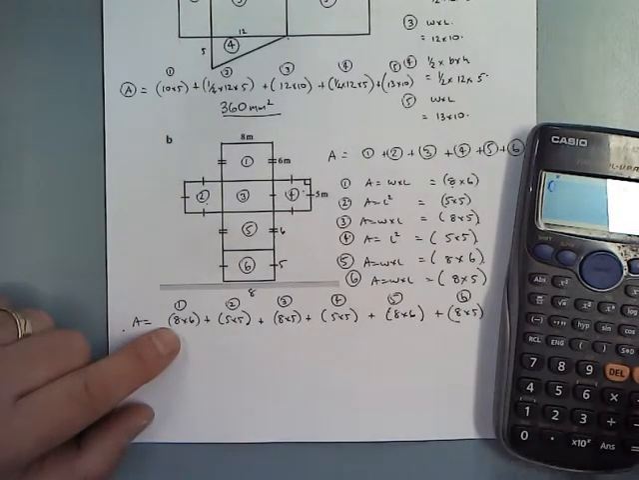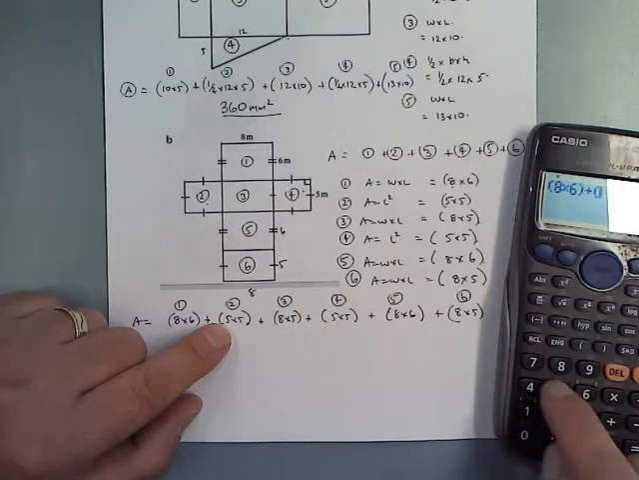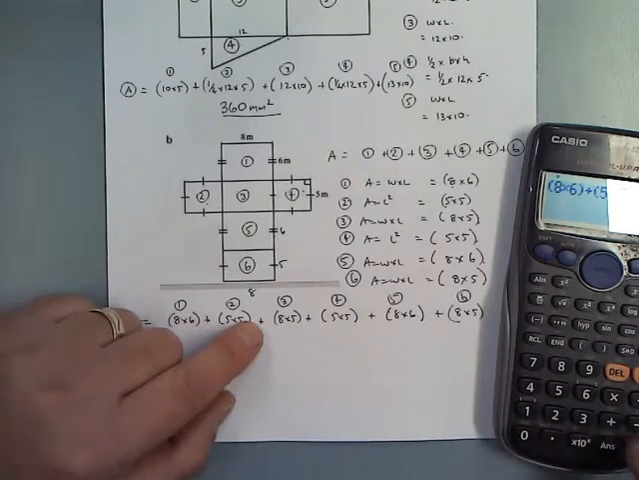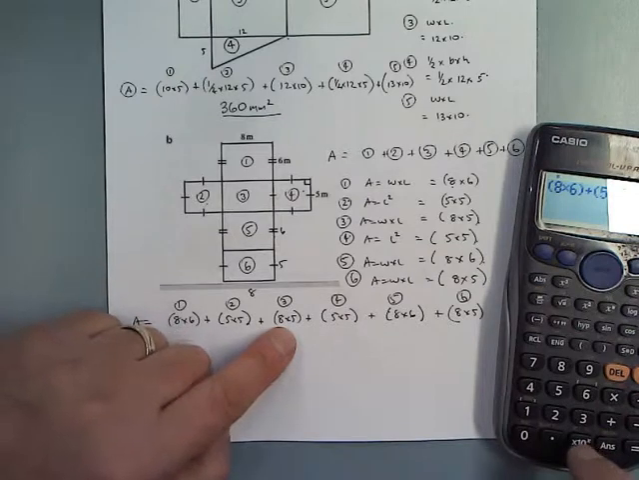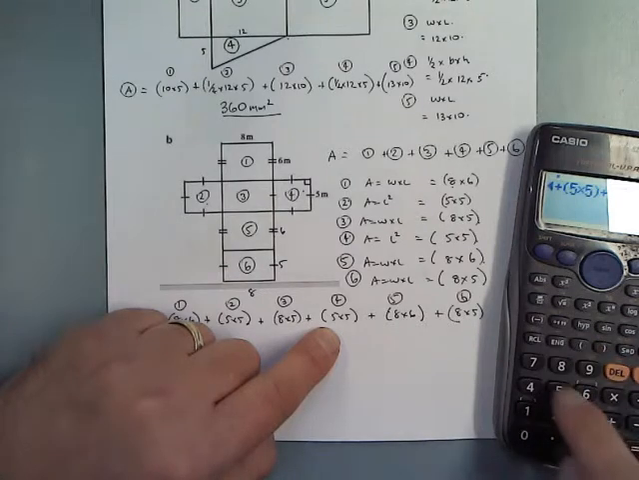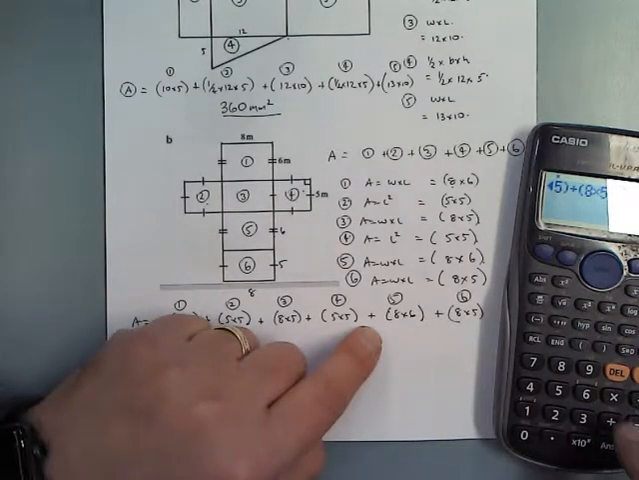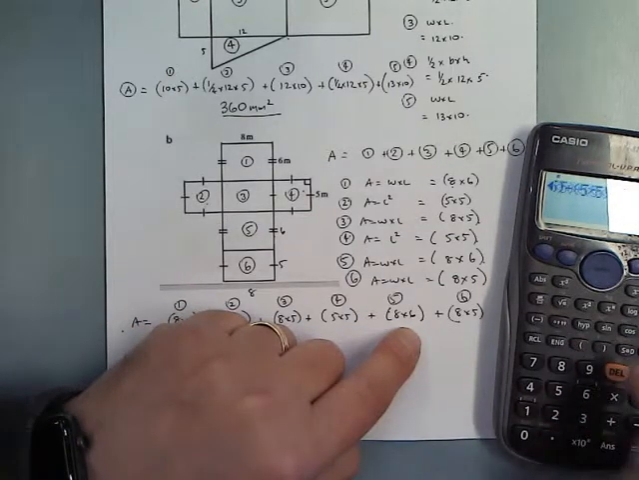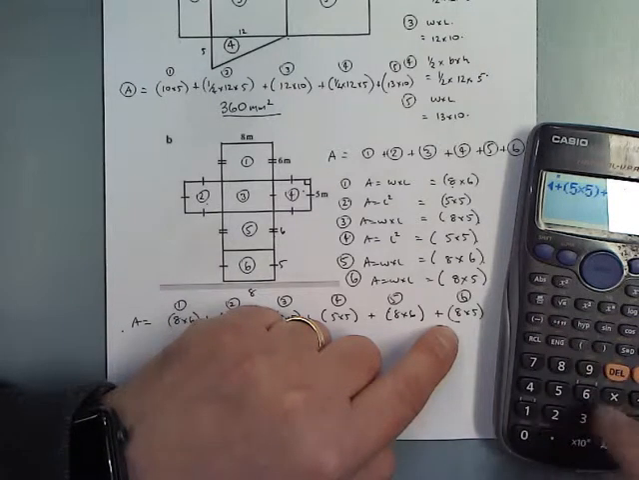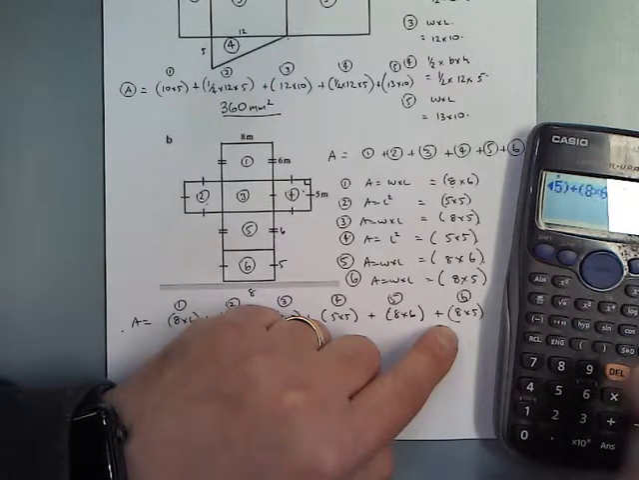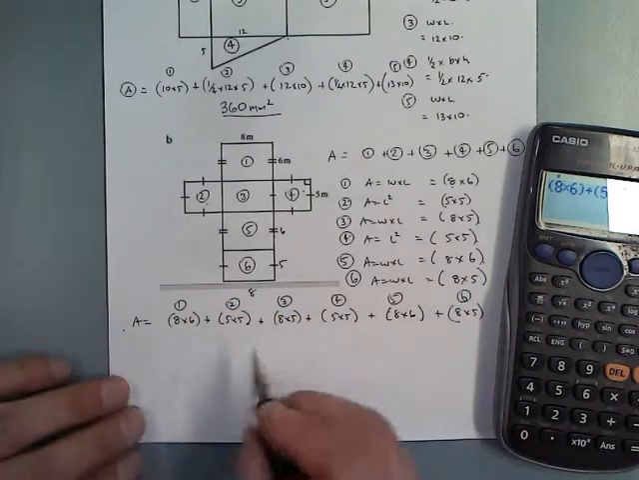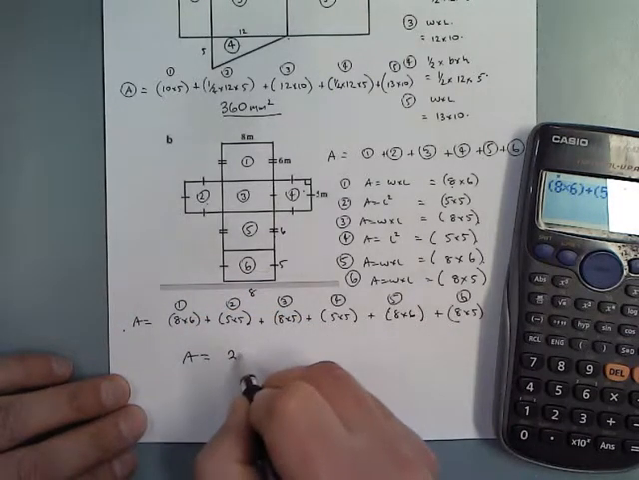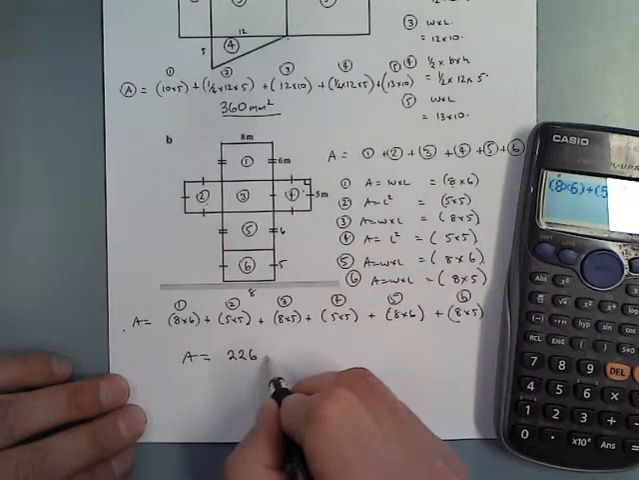Using our calculator now, I'm going to do it all in one go with brackets. So we have 8 times 6, close brackets, plus 5 times 5, plus 8 times 5, plus another 5 times 5, plus 8 times 6, plus 8 times 5, close bracket. So the overall surface area of this particular shape is 226 square, and the units are metres.